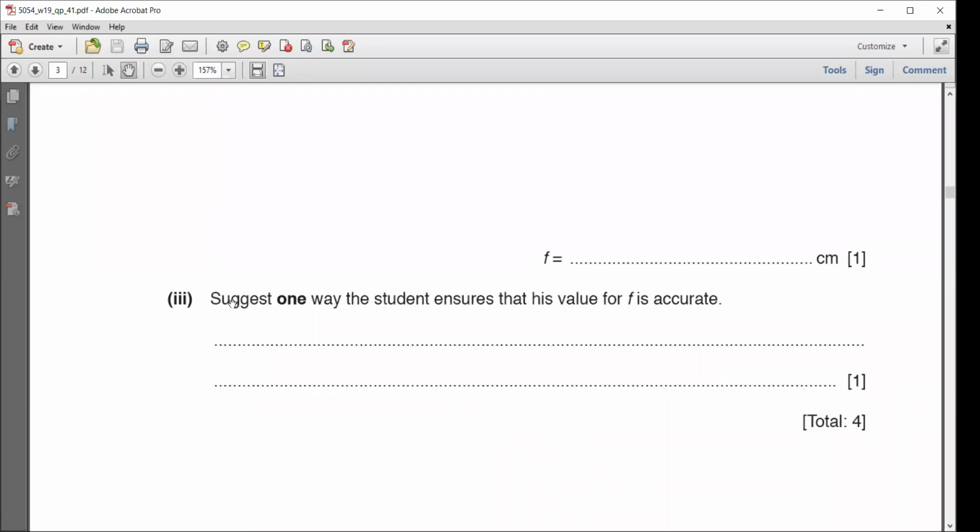Now suggest one way the student ensures that his value for F is accurate. By moving the screen front and behind, making sure that U and V are accurate. Any other idea? Making sure that the screen and the lens are at the same level as the object. Very good. Any other? The table is straight.